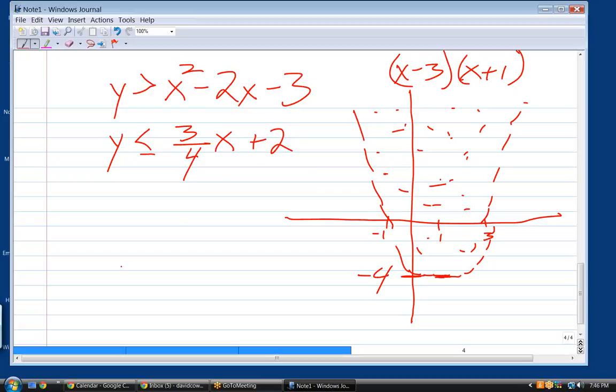Now let's do the bottom. Well, because that is less than or equal, I'm going to graph a straight line. Where do I start my straight line? +2. That point right there. And get the slope how? Up 3 and to the right 4. Okay, and that is a positive slope. And that is also a solid line.